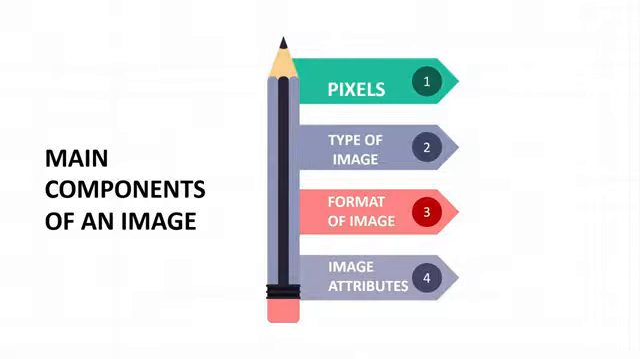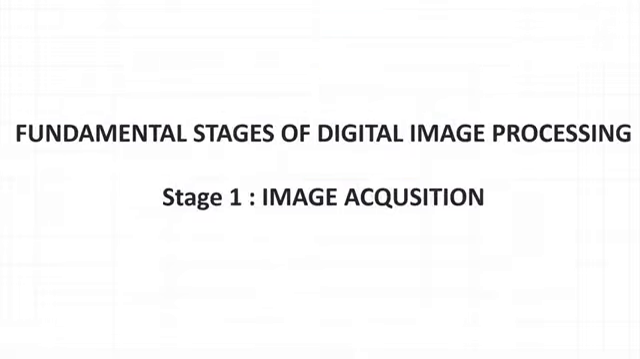This means these four are the main components of an image. The very first stage here in digital image processing, we are going to discuss fundamental stages. In that one, the very first stage is image acquisition. We have to discuss image acquisition and how the steps are involved here.